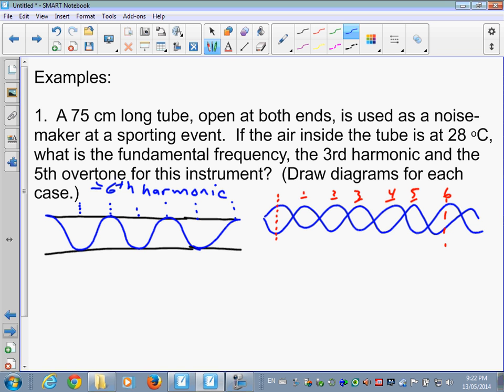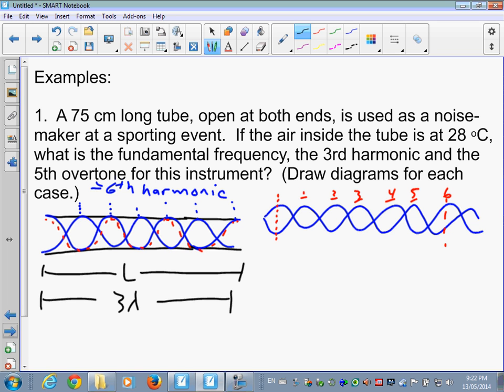That's only half of your standing wave. Here's the other half for completeness' sake. There we go. Here's the length of your tube. That's L. How many wavelengths do we have here? Well, we're going to start off over here at the beginning, and there's one wavelength. There's 2 wavelengths. There's 3 wavelengths. So L is equal to 3 lambda, or lambda is equal to L over 3.